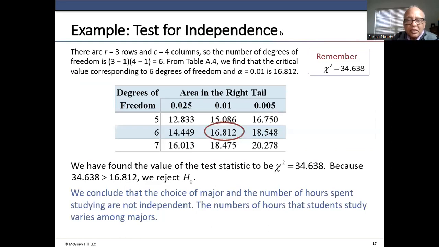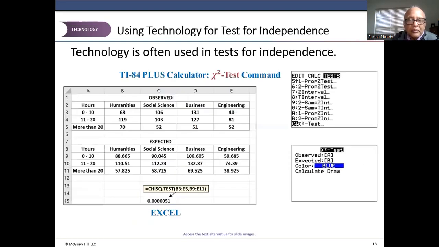They compare it to the critical value with 6 degrees of freedom. We have DF equal to 6. Why 6? Because remember it's row minus 1 multiplied by column minus 1. We have 3 rows, so row minus 1 is 3 minus 1, 2. And column minus 1, we have 4, 4 minus 1 is 3. So 2 times 3 degrees of freedom is 6. Okay.